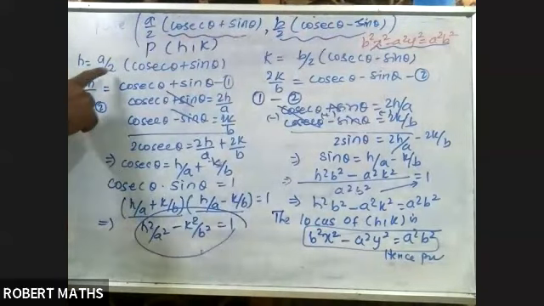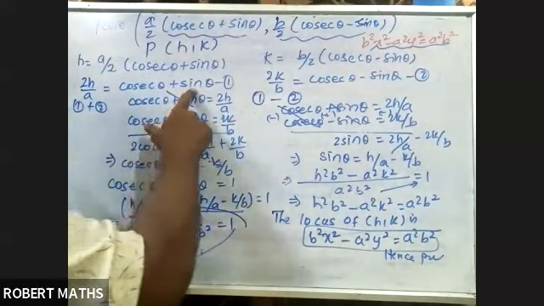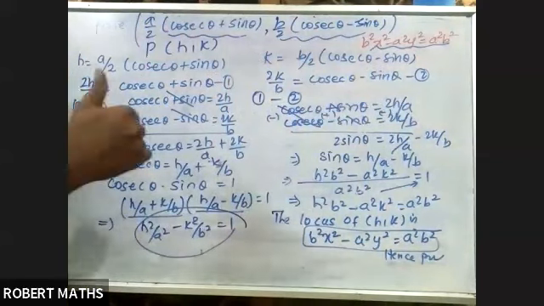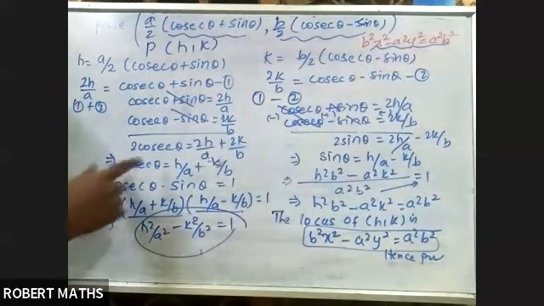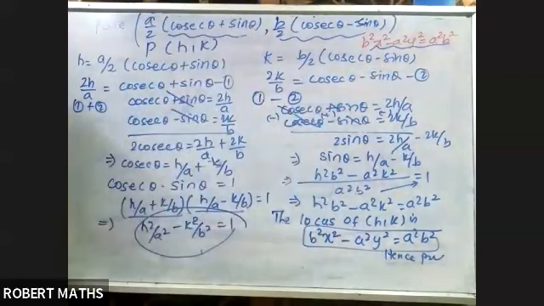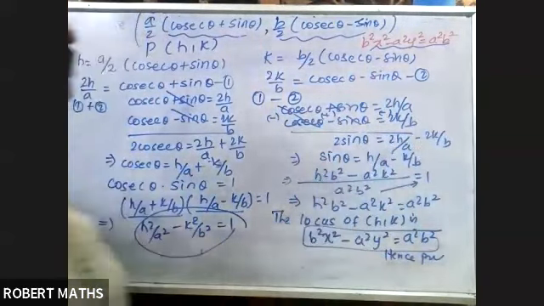From that, what I am doing is cross multiplying: 2h by a equals cosecant theta plus sin theta, and 2k by b equals cosecant theta minus sin theta. Adding both of these equations, I'll get cosecant theta equals h by a plus k by b. Now I'm subtracting 2 from 1. We'll get 2 sin theta equals 2h by a minus 2k by b. So sin theta is h by a minus k by b.